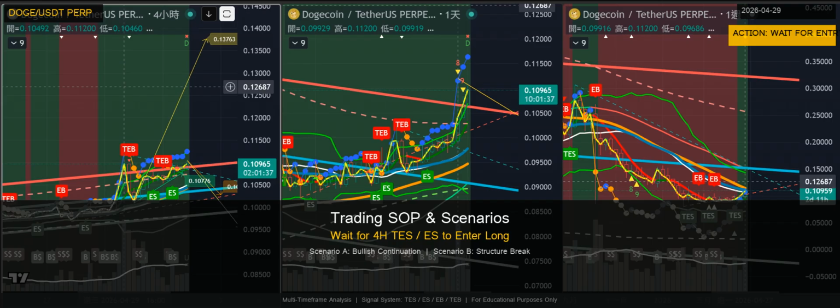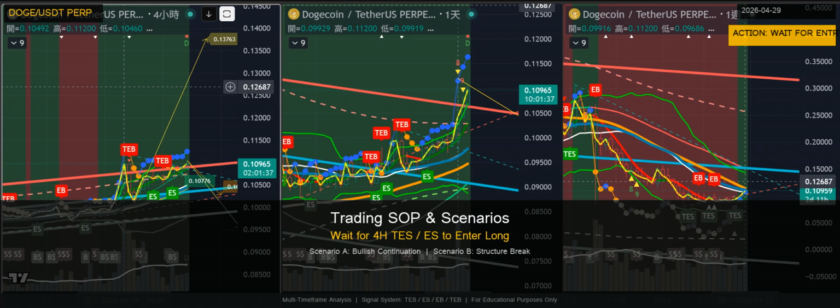If you are currently flat, wait for the 4-hour to print a new TES or ES signal before entering long. Do not chase shorts just because of the 4-hour TEB. If you are already holding a long position, be cautious of short-term chop and pullbacks. The long is only truly invalidated if the 4-hour prints an EB. If the 4-hour later prints an ES, that confirms bullish continuation and is your add-on signal.